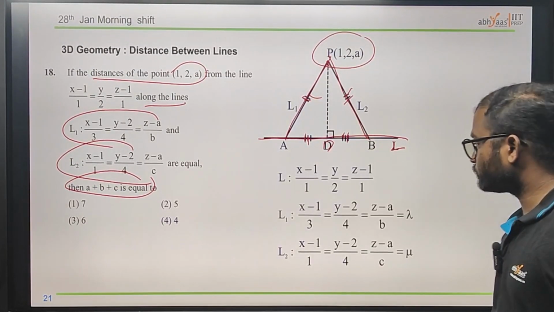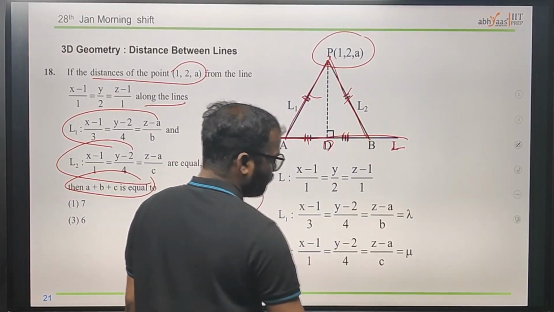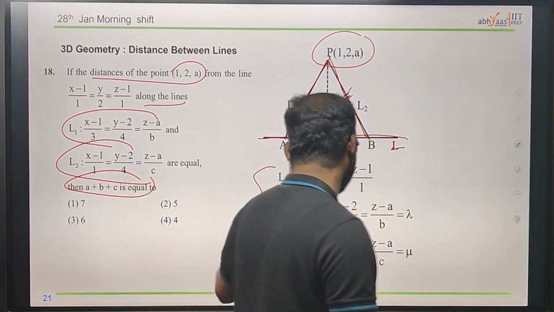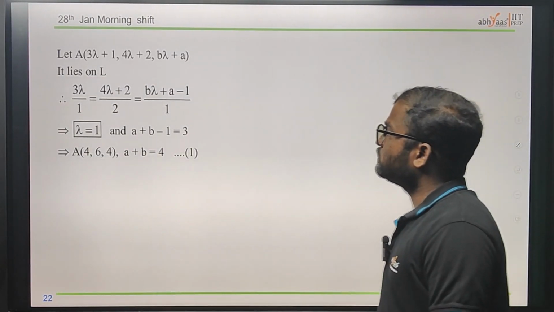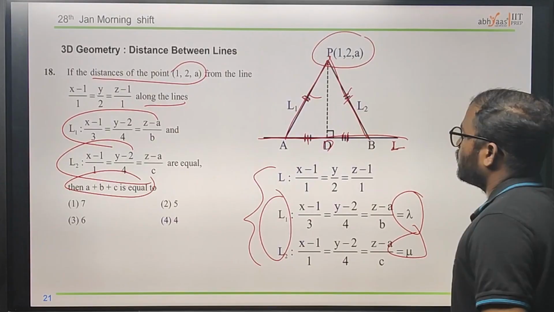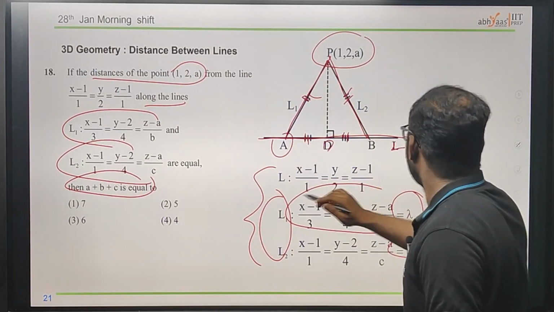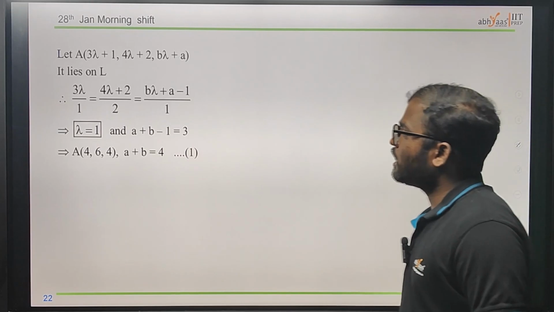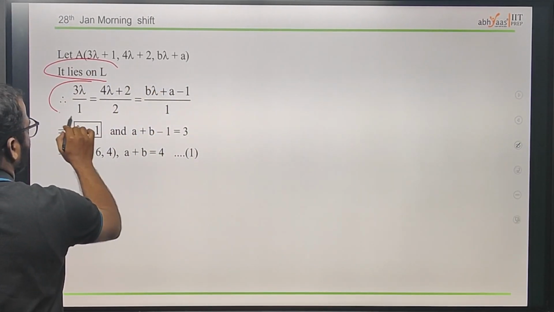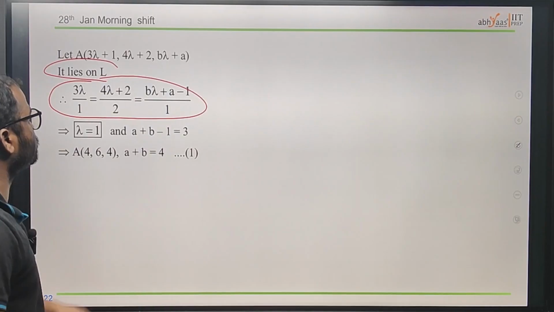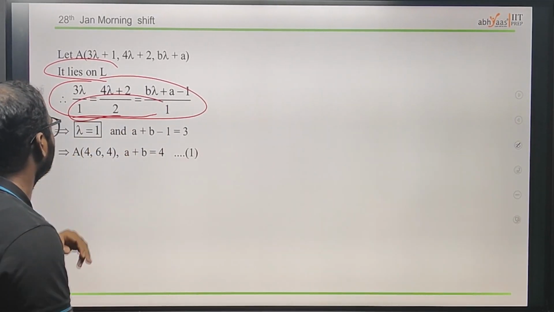Now if you observe, we have these three. When we have this type of situation for L1 and L2, we take lambda and mu. We take a point from L1 for A, and similarly for B. Since B lies on L, we substitute the values, we get 1, 2, 1, and from this we can easily find lambda.